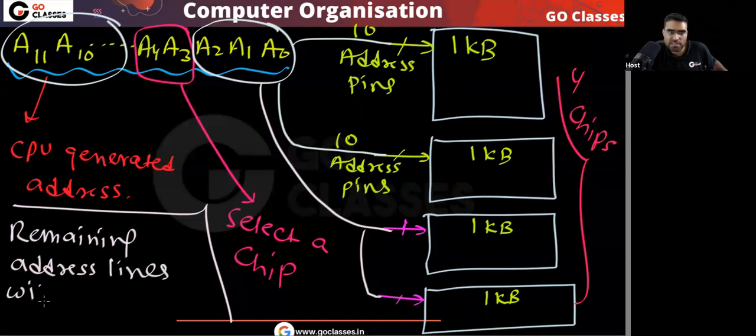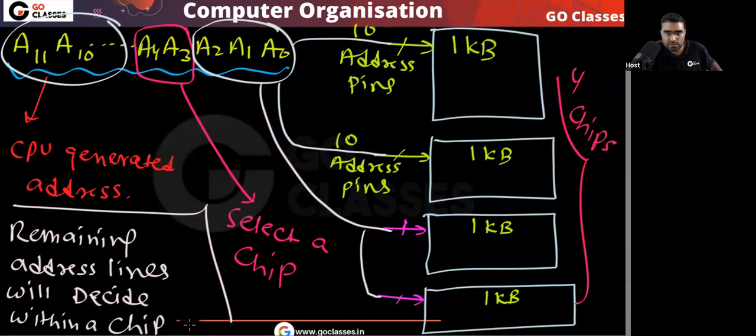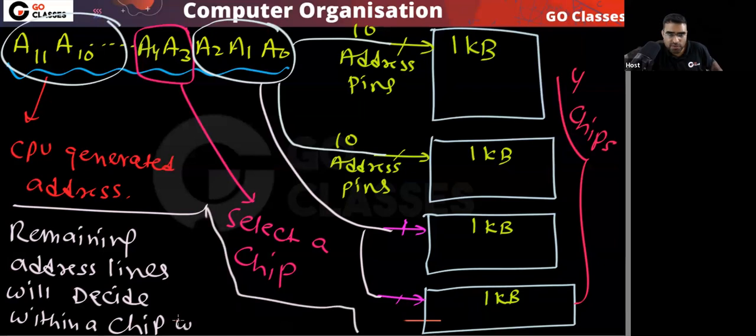Okay, the remaining address lines will decide, within a chip, which location to access. Is this clear? Within a chip, which location to access. So this is what they will decide. So this is the idea. I hope you understood. Okay, so this is given to you.